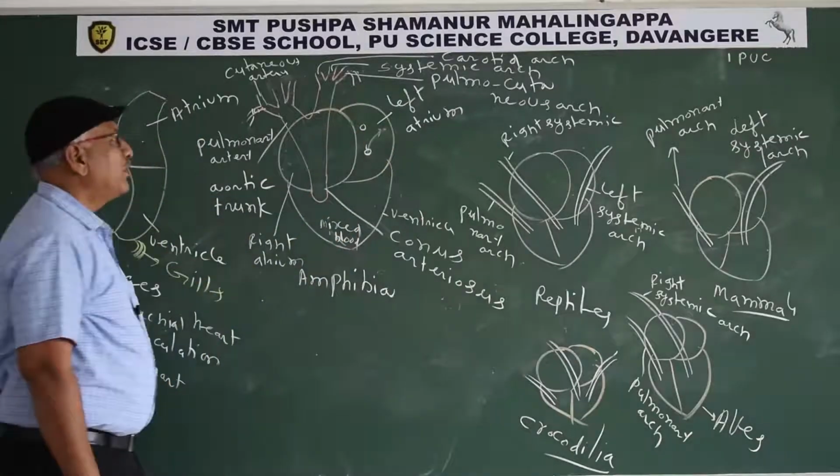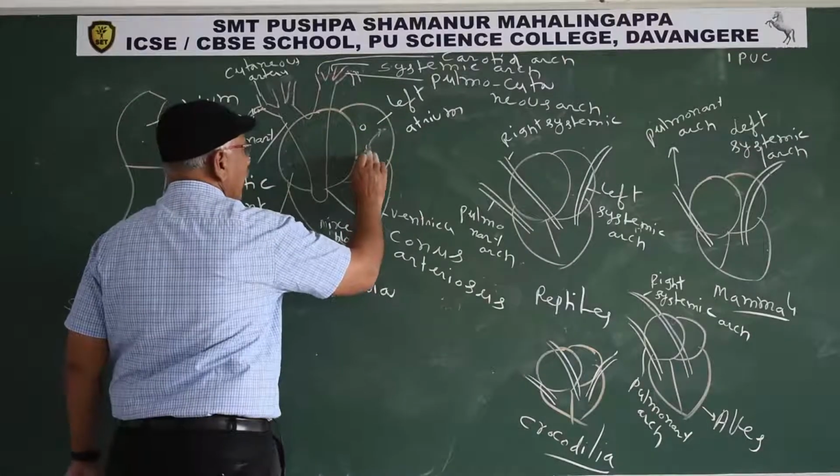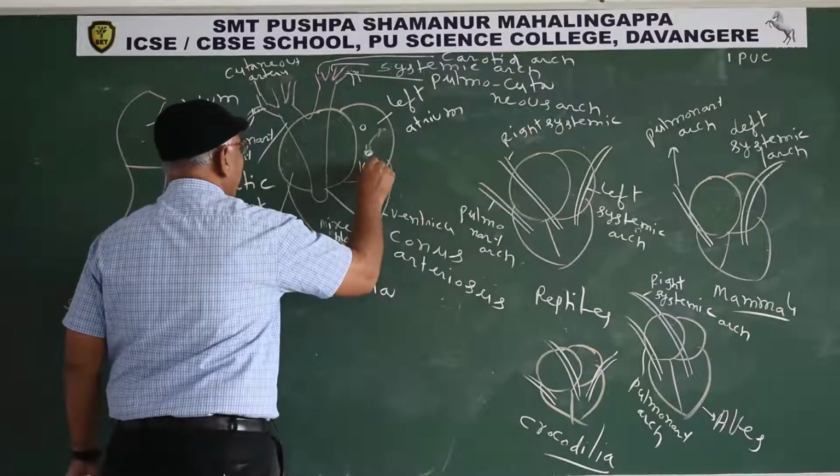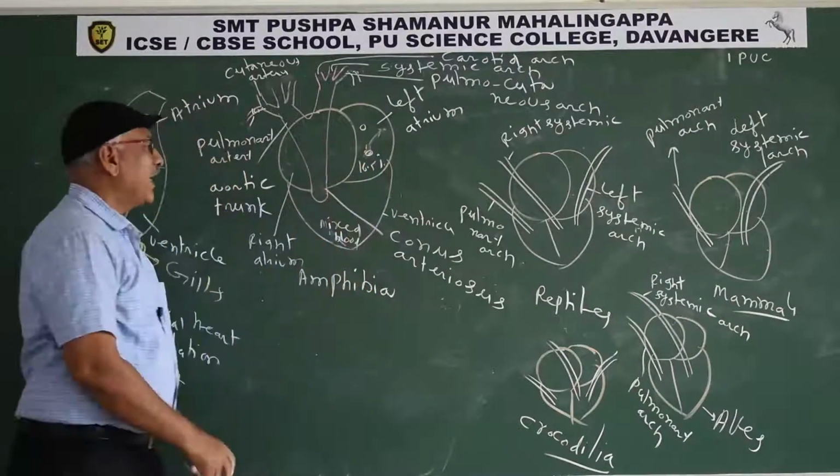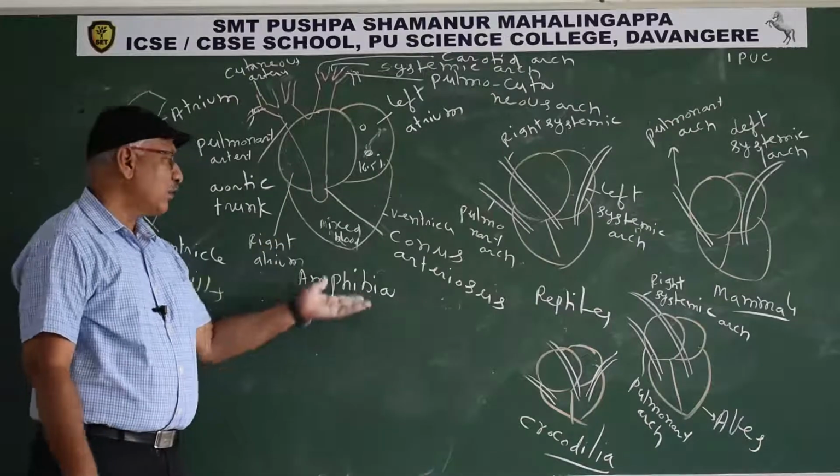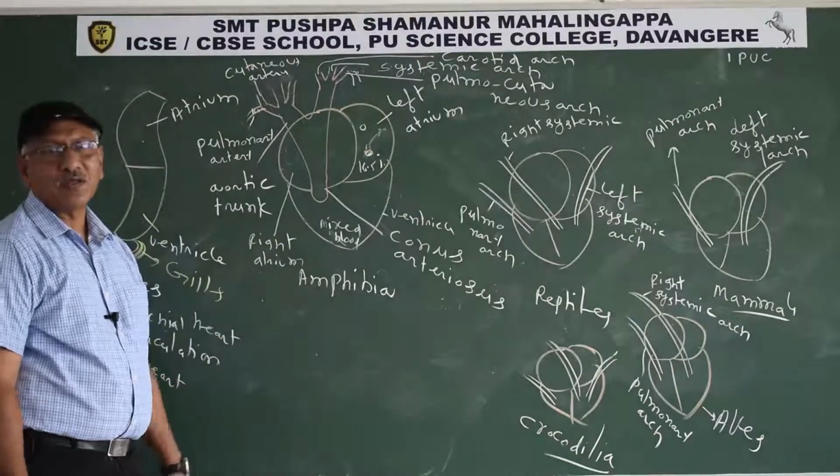into left side of the heart. So only 16.5% of blood second time enters into heart. That's why it is known as incomplete double circulation.